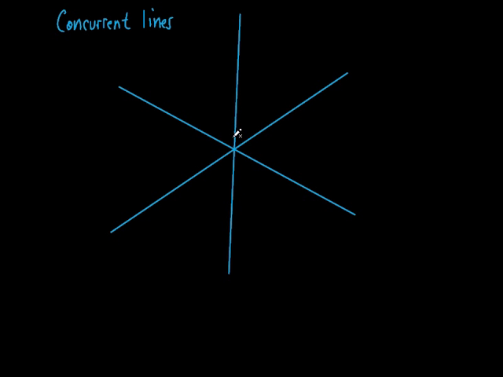Why are they concurrent? Because they all intersect at the same point. 3 or more lines that intersect at the same point. They have the same point of intersection. We call them concurrent lines. Well, that point actually has a name too. And we'll put a little arrow right here. That point is called the point of concurrency. So we'll refer to that once in a while.